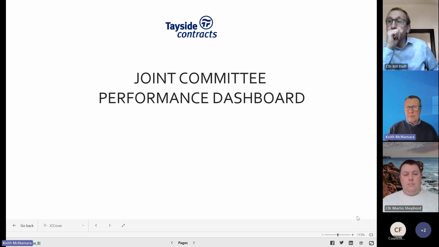How we've developed this dashboard, there's been a member officer working group. So Martin, you've been part of that, certainly, and Bill yourself, Dave Cuthbert and Sheila McCall from Perth and Kinross, and Lynn Short and Christina Roberts from Dundee City Council. And it's been really handy in terms of the guidance and direction from the joint committee members around that.